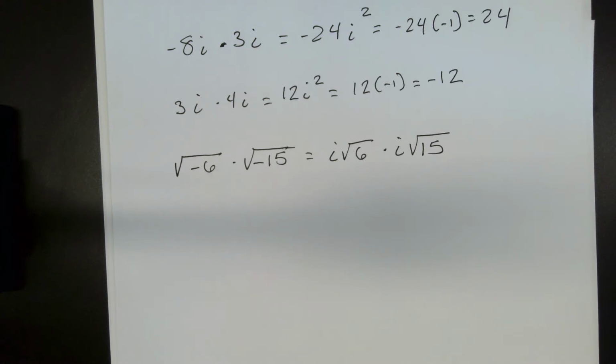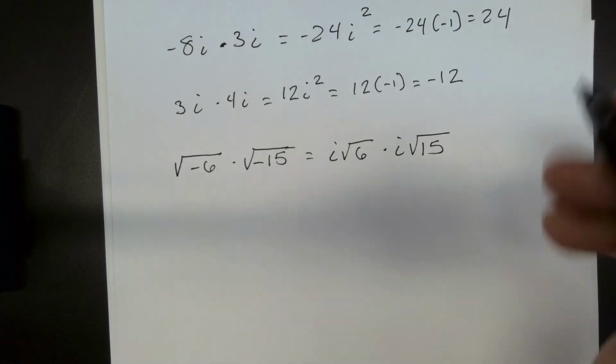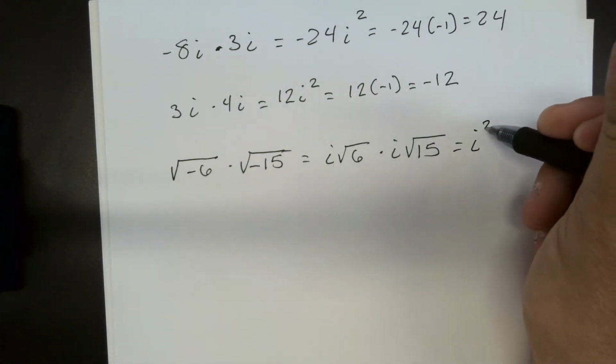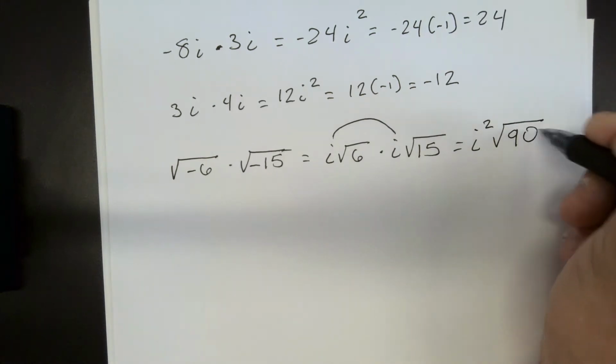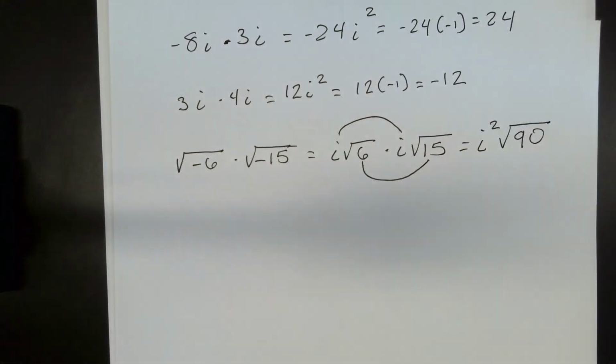Now, if you remember all the way back to beginning algebra, we talked about multiplying radicals. You multiply what's on the outside together and what's on the inside together. So this is going to be simplified to i squared, i times i is i squared, square root of 90. 6 times 15 is 90.